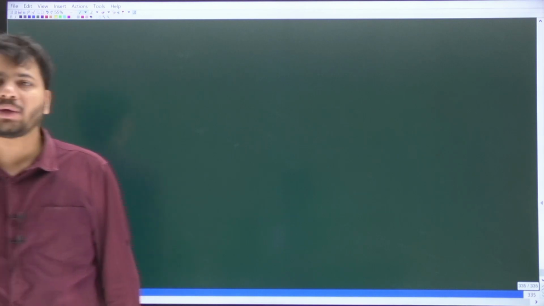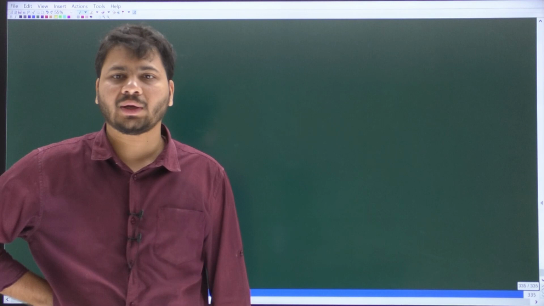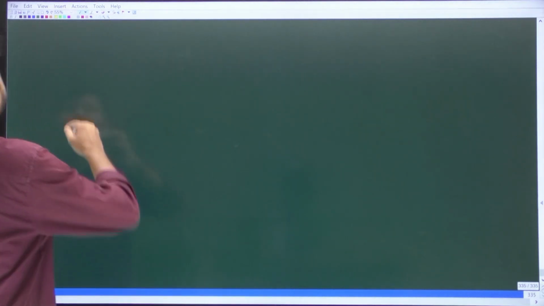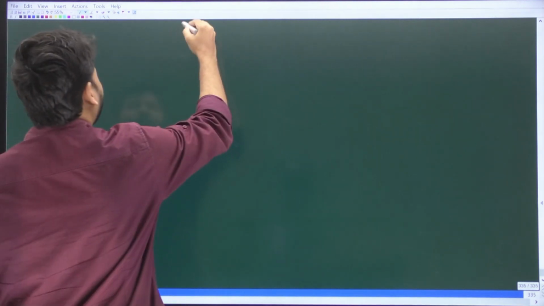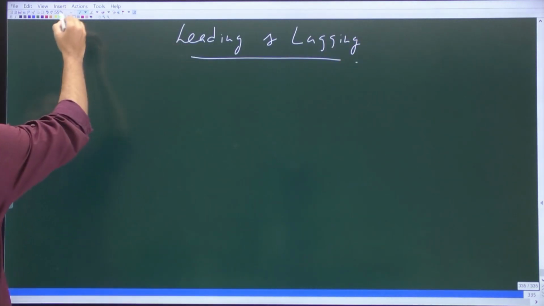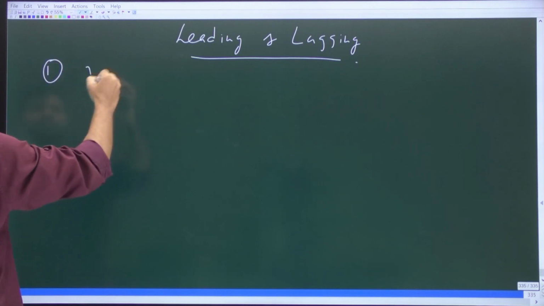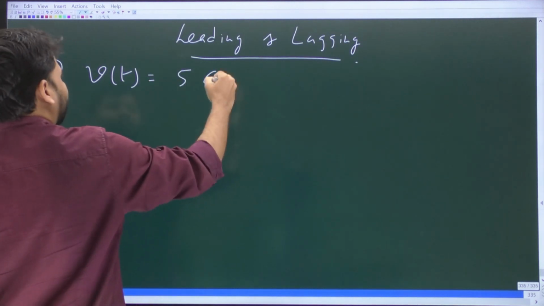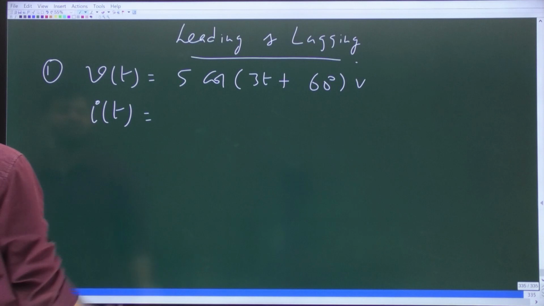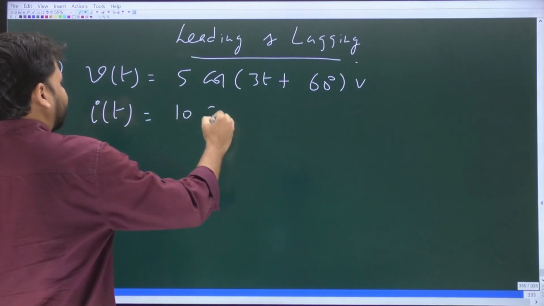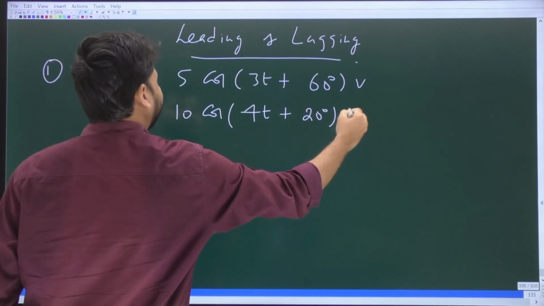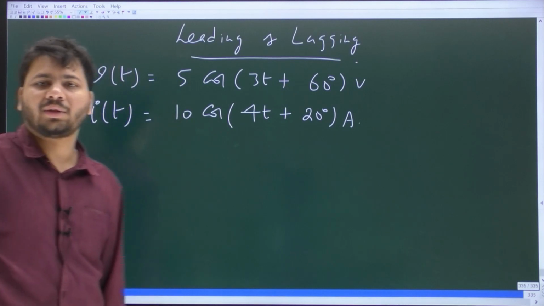And when it comes to sinusoidal quantities, be it sinusoidal voltage or sinusoidal currents, we have the notion of one quantity leading or lagging the other quantity. So let's look at that notion of leading and lagging a bit. Let's say we have a sinusoidal voltage which is 5 cos 3t plus 60 degrees volts, and we have a sinusoidal current which is 10 cos 4t plus 20 degrees amperes. So these are the two sinusoidal quantities we have.